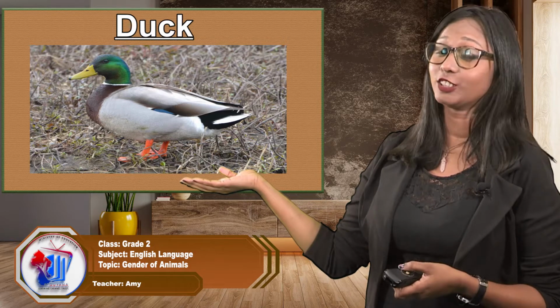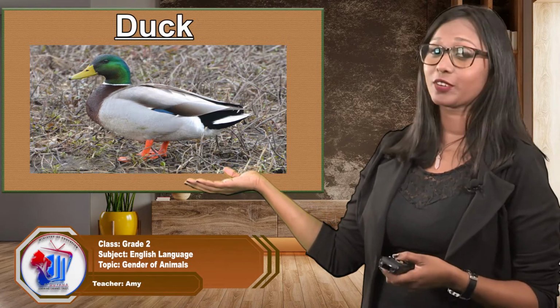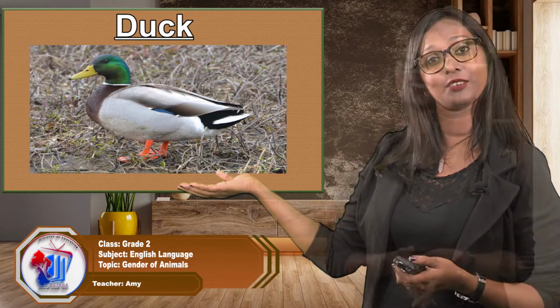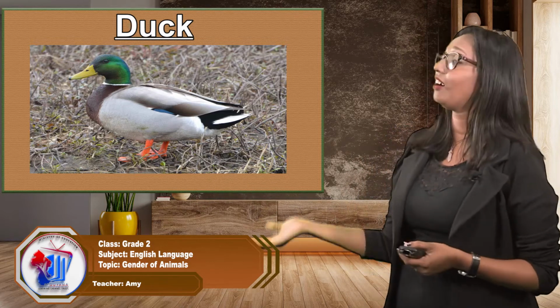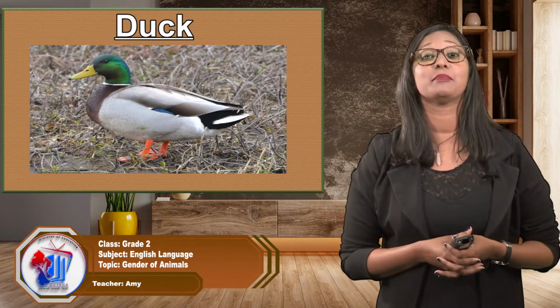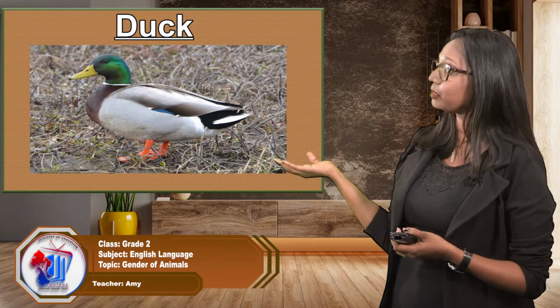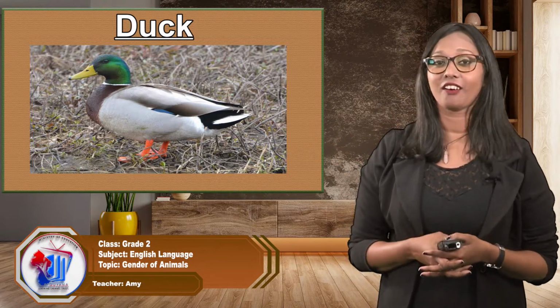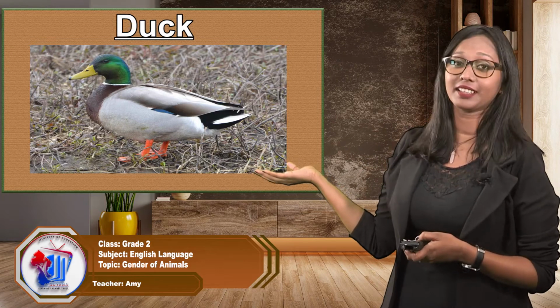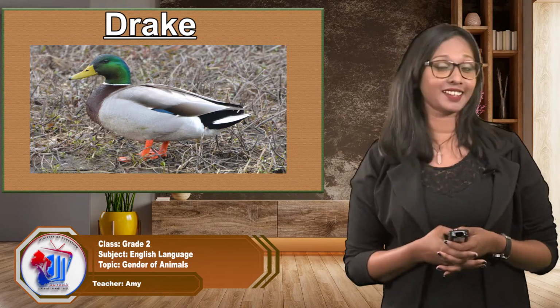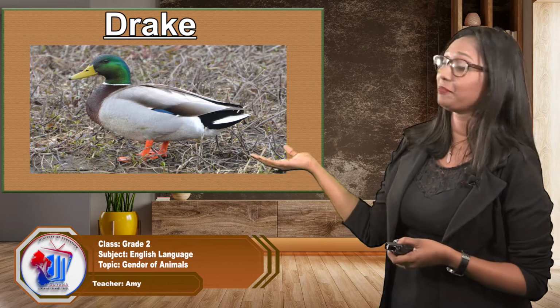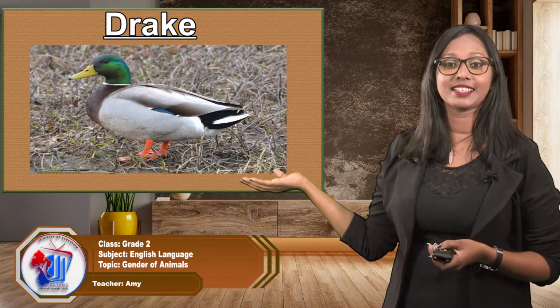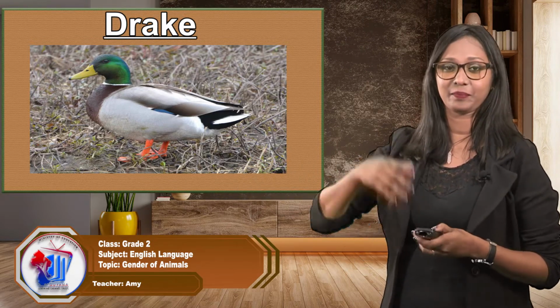This is a duck. The general name is a duck. Now let's say that Uncle Paul saw the male of this animal swimming in a pond. We will call that animal a drake.